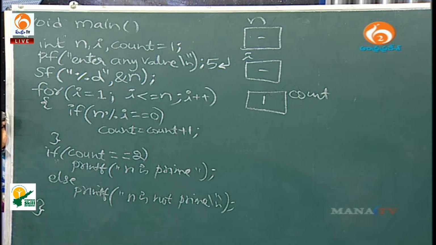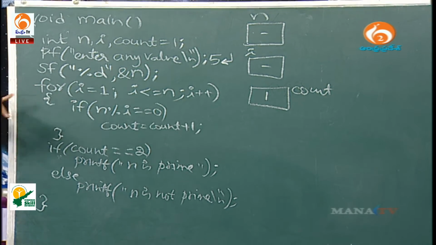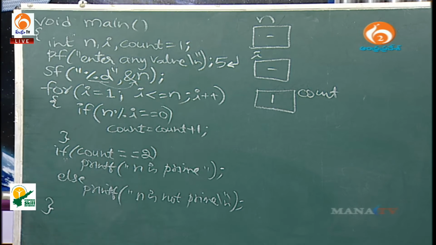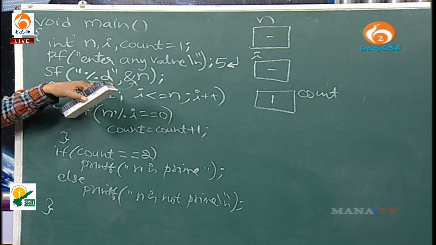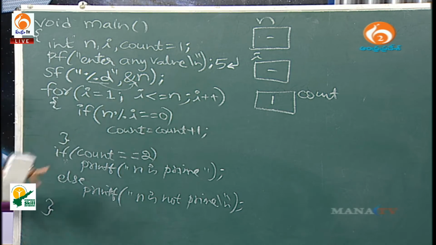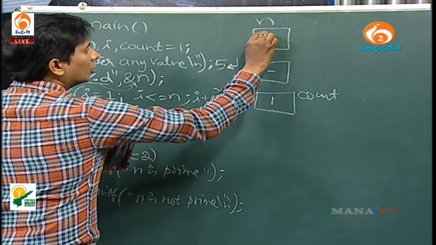User entered 5. This 5 is read from the keyboard and stored into the variable n. The scanf function is reading the value 5 from the keyboard and storing it into the variable n. The garbage value is overwritten, and 5 is stored.